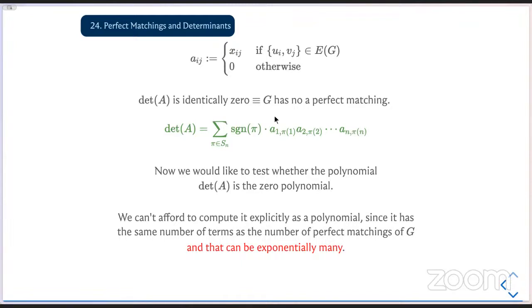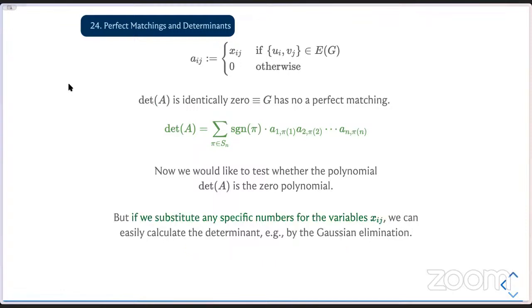In general, like we said, the number of terms in this polynomial corresponds to the number of matchings. You could very well have a graph where there are exponentially many matchings. In particular, if you had, for instance, the complete bipartite graph, each of these n factorial terms would actually manifest. So writing out the polynomial is not such a great idea. I think that would be seriously expensive. So we don't want to do that.